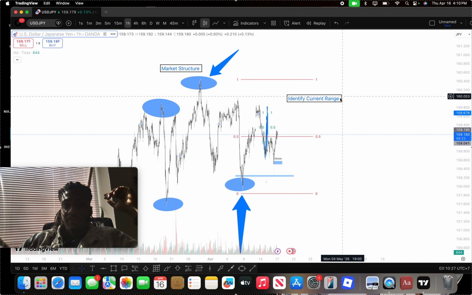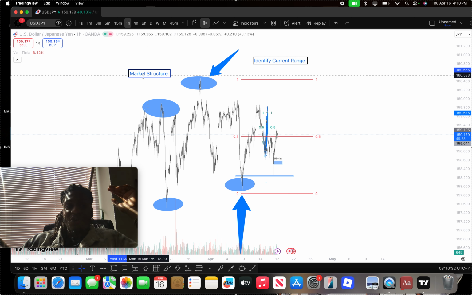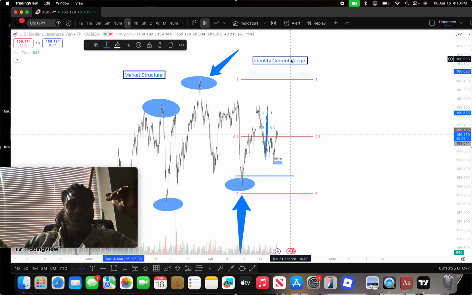That's a step. Well, actually, no, it's not. Technically, it's not. So we have market structure first. Our current range is the current high and low, which the arrows are, right?